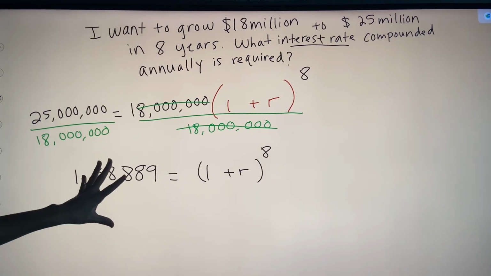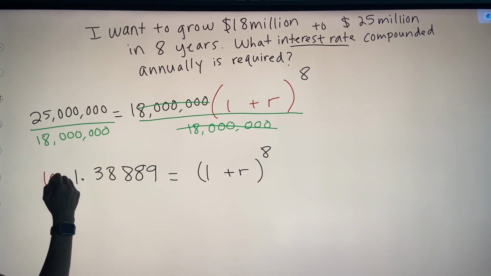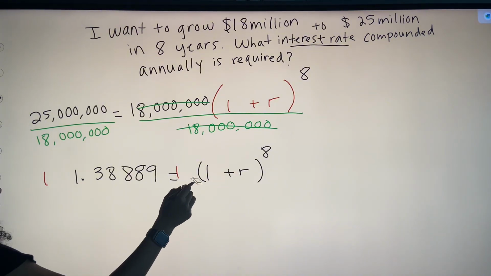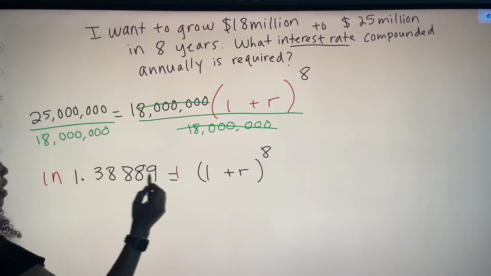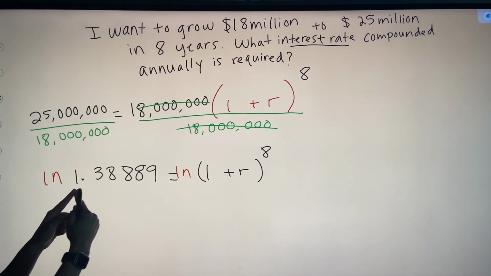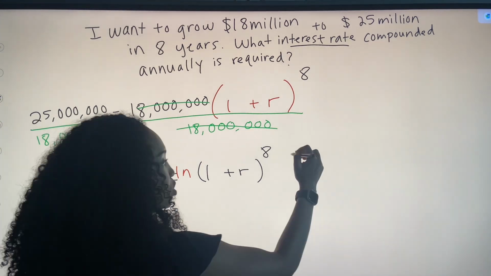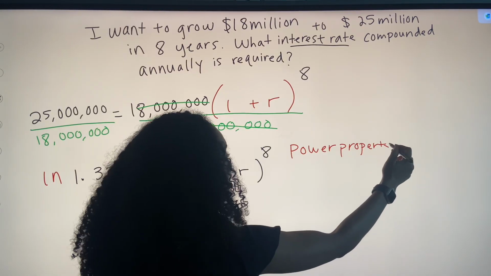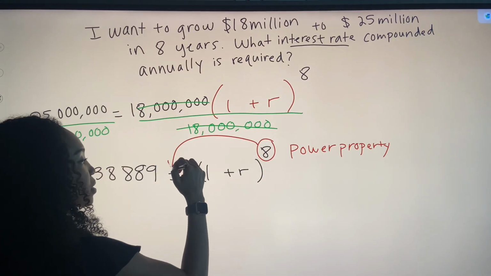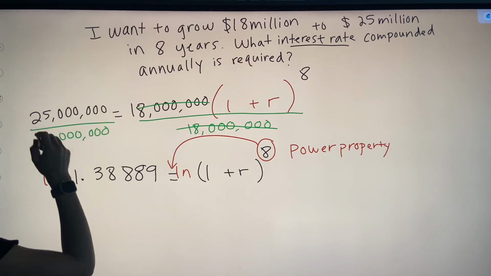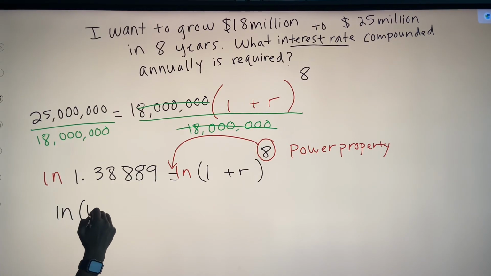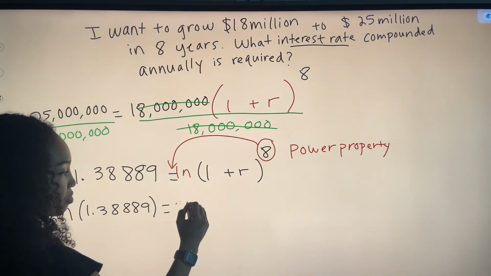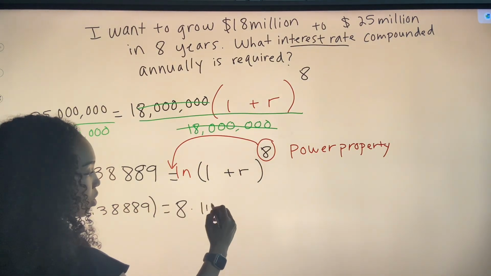Okay, from here, you either need to take the log of both sides or take the natural log of both sides. Either way, you'll get the same answer. So when I take the natural log of both sides, I'm going to use the power property. Remember, the power property says that this exponent can be written in the front. So what I will have is natural log of 1.38889 equals, the 8 will come to the front, and then you have this natural log.